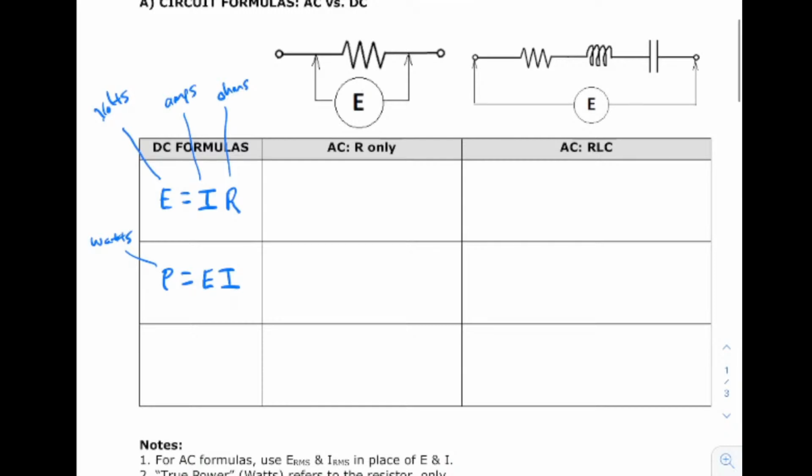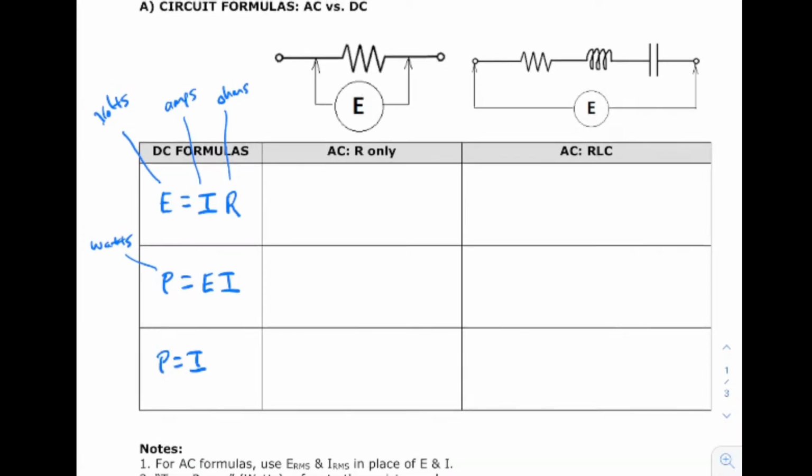This is another version of a power formula. Let's say you don't know the voltage, but you know the current and the resistor. Well, you can use that formula instead. So these are probably the top three DC formulas, right? And P, of course, is in watts again, and so on. Okay, so those are all familiar.